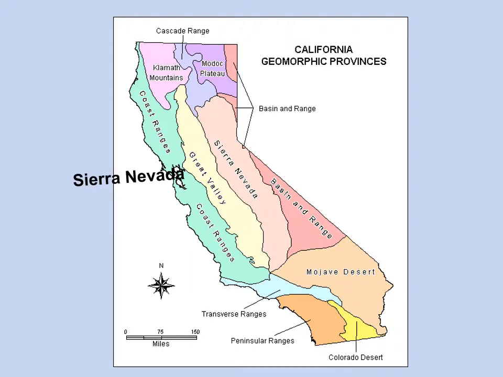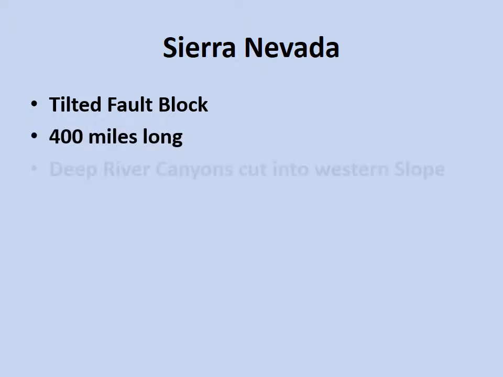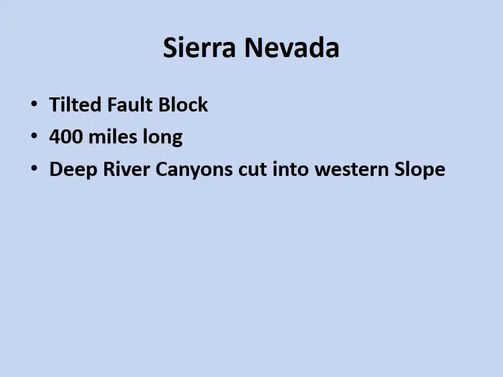Next we move east from the Great Valley to the Sierra Nevada mountain range, which again, as you can see from the map, extends about the same distance north and south. It's what's referred to as a tilted fault block. Again, 400 miles long roughly. Lots of deep river canyons that are cut into the western slope, so that would be the side facing the valley. Again, it's driven by snowmelt that feeds the rivers all during the spring and summer, and even into the fall, depending on exactly which river system you're talking about.